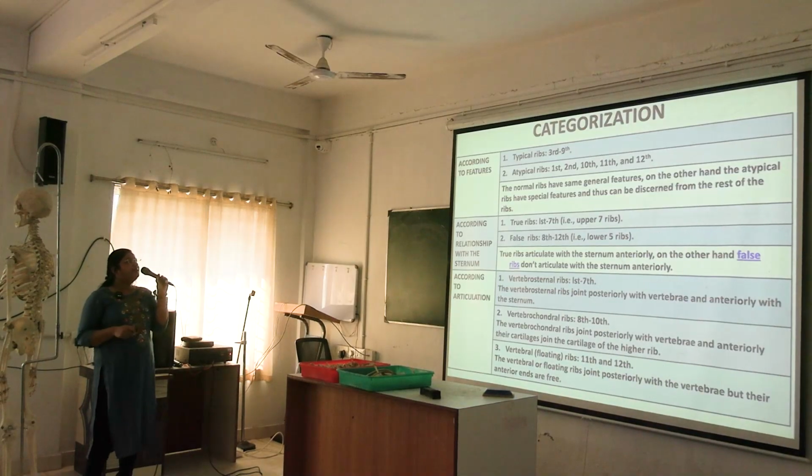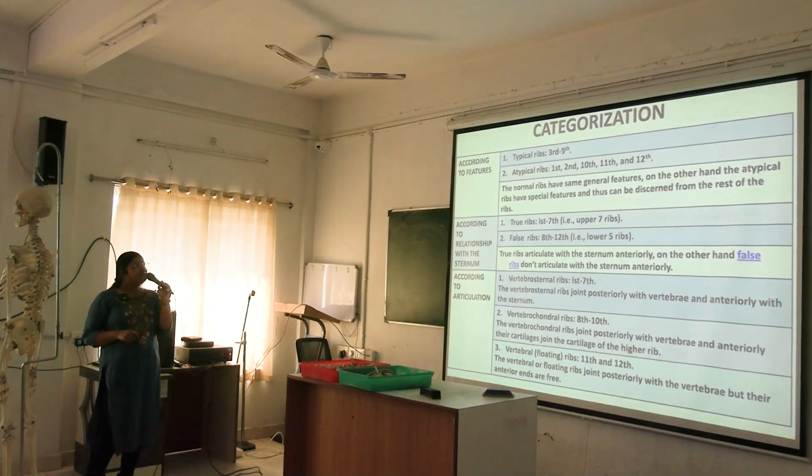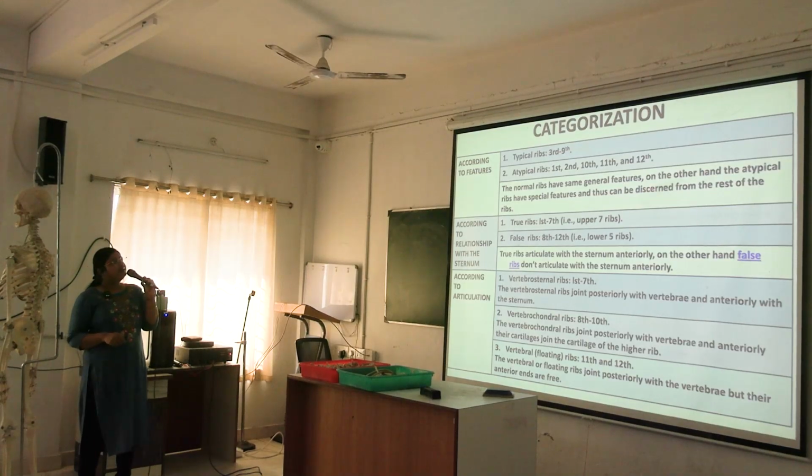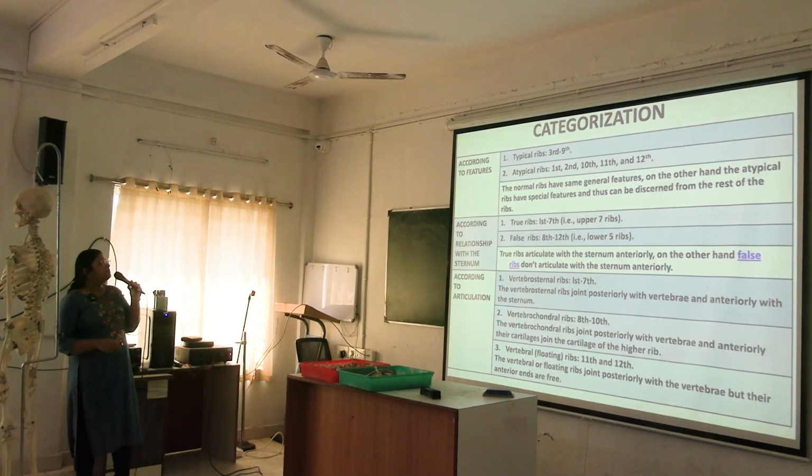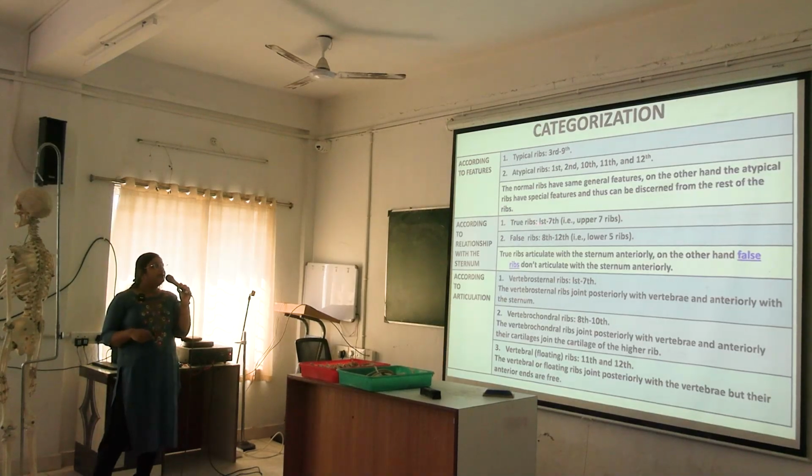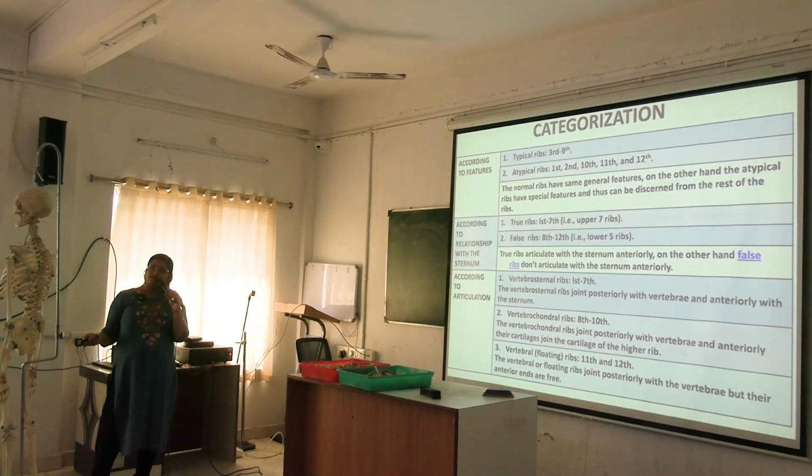So the typical ribs have the same general features. On the other hand, the atypical ribs have special features and thus can be discerned from the rest of the ribs. Okay, so according to relationship with the sternum, they are divided into true ribs and false ribs.